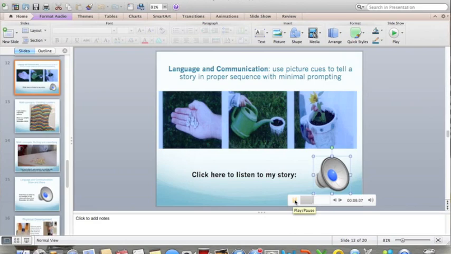Somebody's holding seeds, and somebody's planting the seeds, and the flower growed.